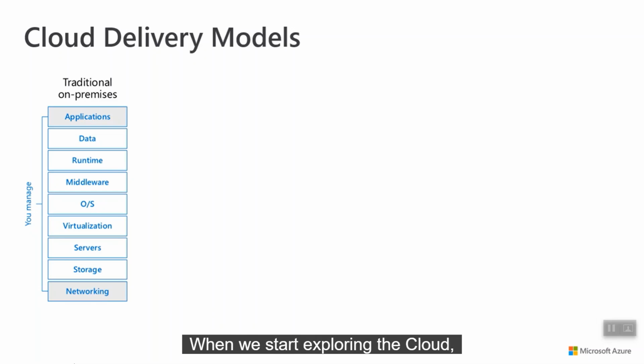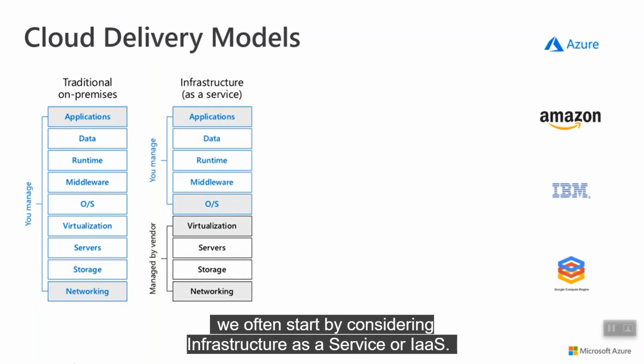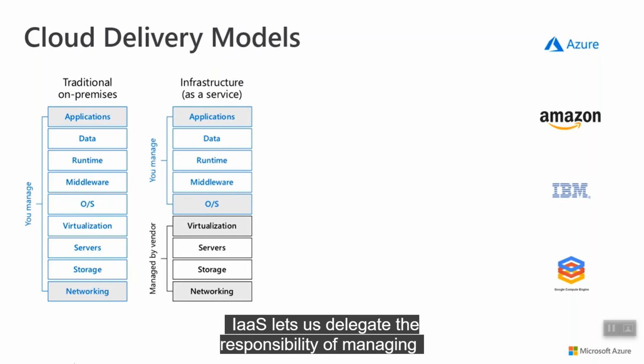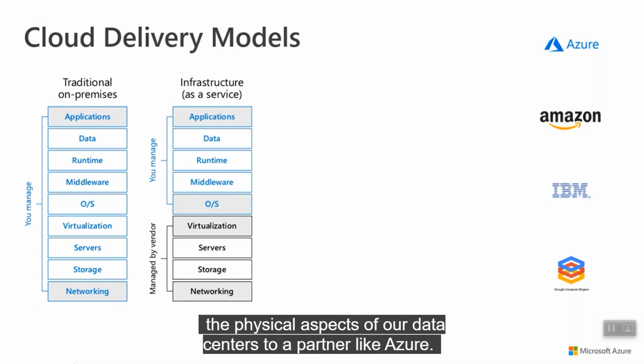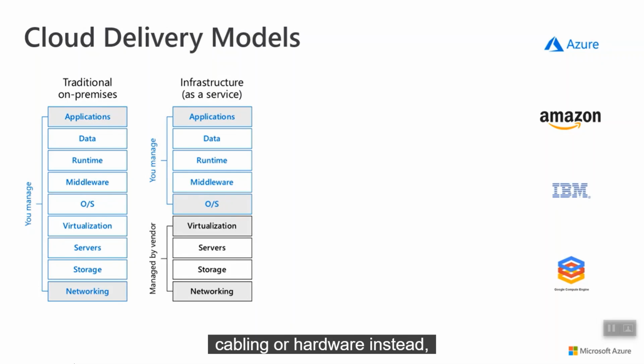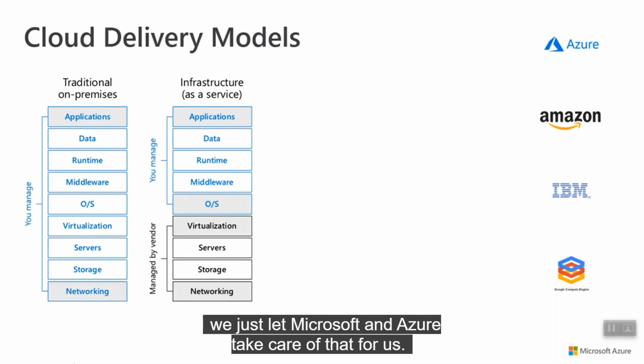When we start exploring the cloud, we often start by considering infrastructure as a service, or IaaS. IaaS lets us delegate the responsibility of managing the physical aspects of our data centers to a partner like Azure. So no more managing physical space, air conditioners, cabling, or hardware. Instead, we just let Microsoft and Azure take care of that for us.